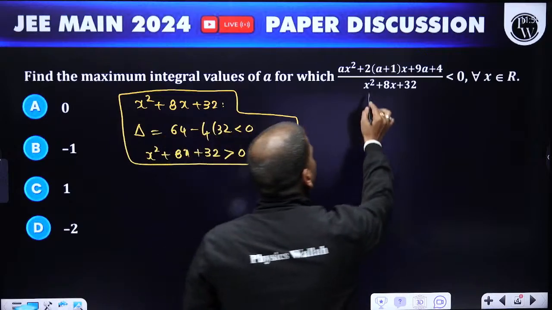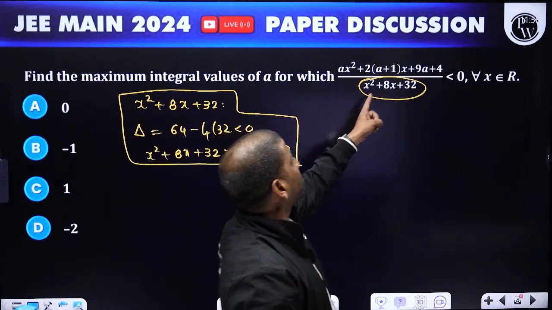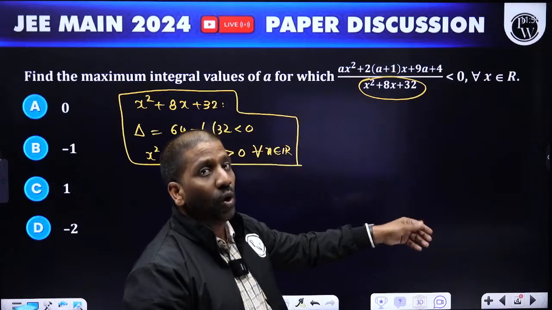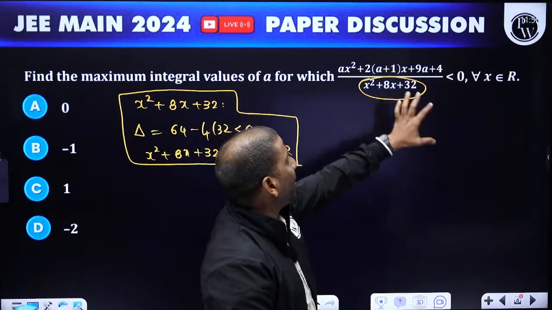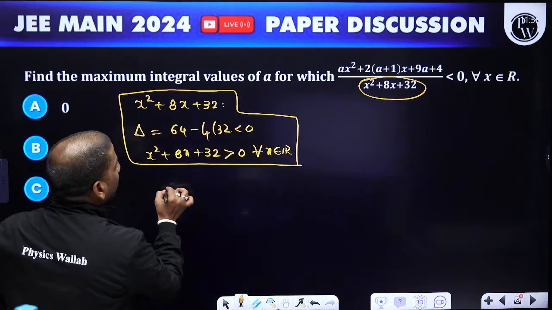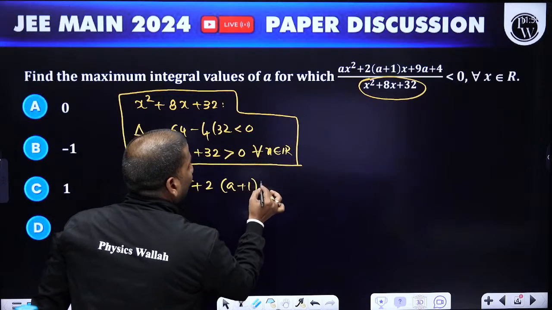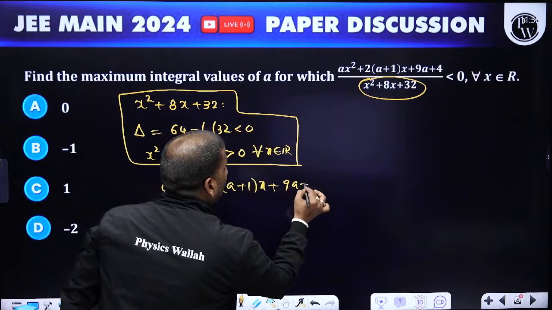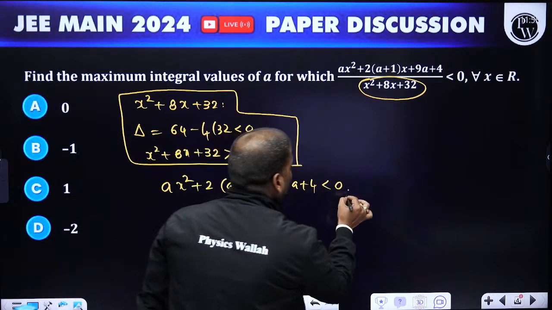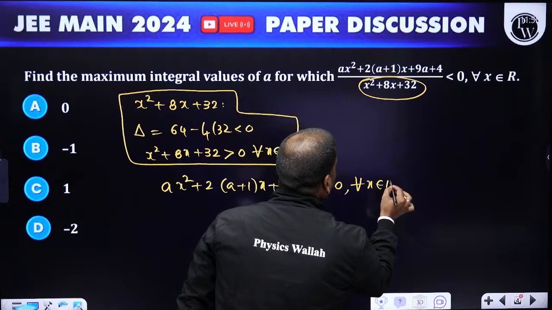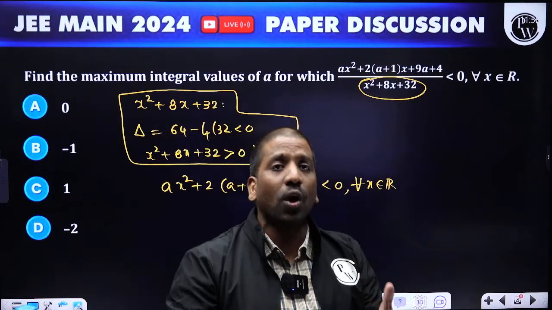So this is always positive. There is no role of x square plus 8x plus 32 with respect to the sign of this rational expression, so we can leave it. Just we need to look at the numerator, a x square plus 2 times (a plus 1) x plus 9a plus 4, which is less than 0. Understand, for all x belonging to R, it should be negative.